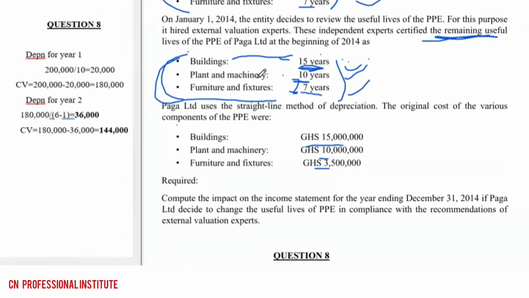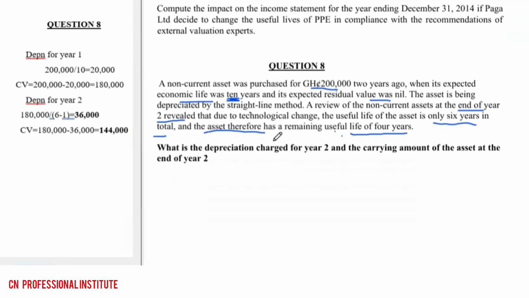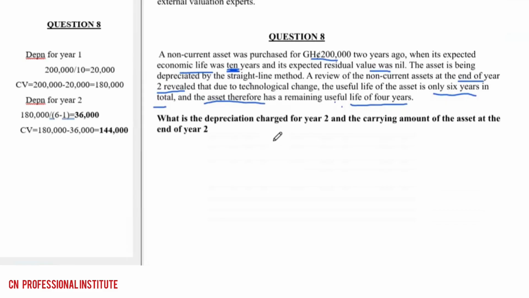We calculated depreciation from 2012 to 2013, and in 2014, that the change happened, we use the new lives. Are you following? We use the new lives here to calculate depreciation in 2014, because that's the year in which the change happened. The same thing here. The change happened in year two, so we are charging depreciation in year two. Use the new life.